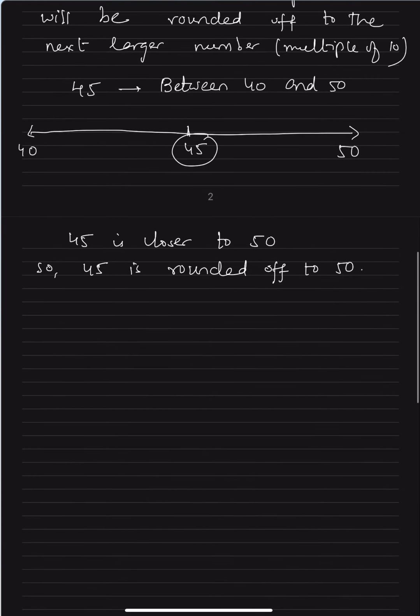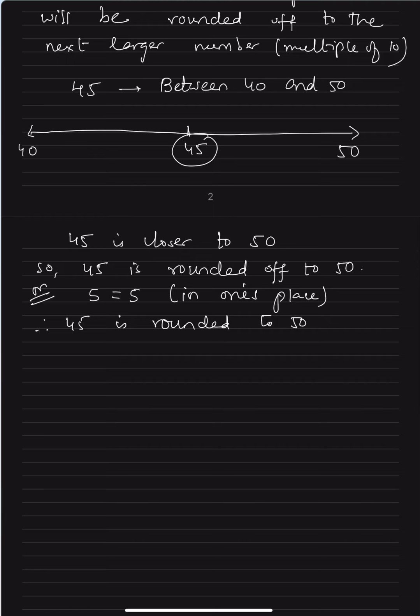Also we can say that 5 is equal to 5 in ones place. Therefore 45 is rounded to 50. These are the two ways where you can mark a middle number.